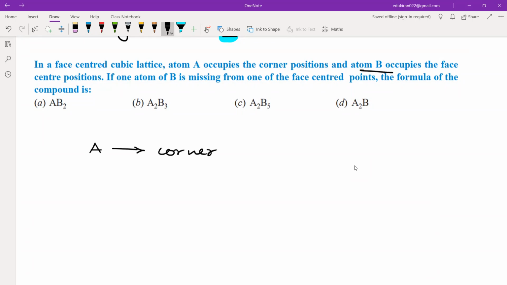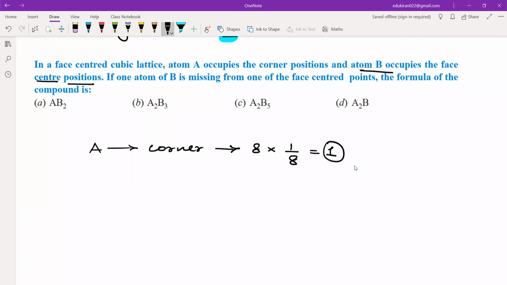Corner position. And atoms of B occupy face center positions. So we have atom A that is occupying the corner. Once you have done with this corner, you will write there are 8 corners and its contribution is 1 by 8, and hence it is equal to 1. And then you will circle this one.